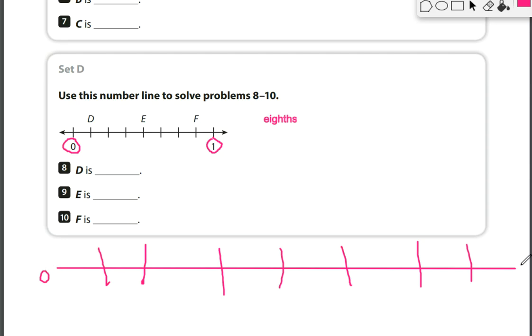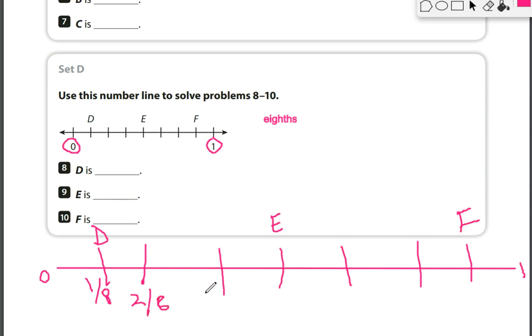All right, 0, 1. All right, 1/8. D is on the first tick mark. And E is 1, 2, 3, 4. Let me count again. 1, 2, 3, 4. Yep. 1, 2, 3, and 4. And F is on 1, 2, 3, 4, 5, 6, 7, 8. All right, right before the last, the tick mark right before we got to 1. So that's F.